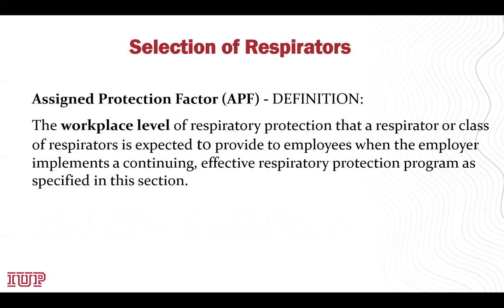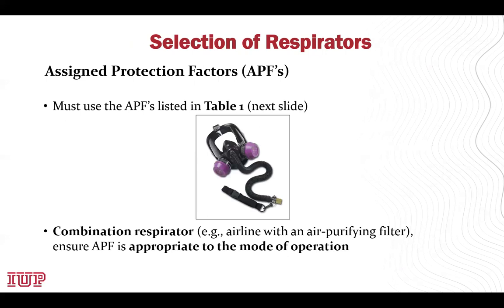Assigned protection factor, or APF, is a definition. It's the workplace level of respiratory protection that a respirator or class of respirators is expected to provide to employees when the employer implements a continuing, effective respiratory protection program as specified in this section. You must use the APFs listed in Table 1, which is our next slide, to select a respirator that meets or exceeds the required level of protection. When using a combination respirator, for example an airline with an air purifying filter, you must ensure that the APF is appropriate to the mode of operation in which the respirator is being used.